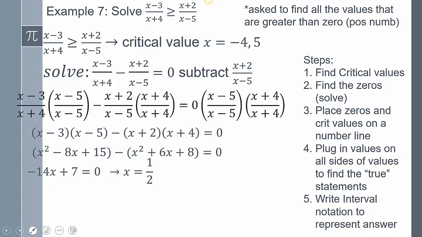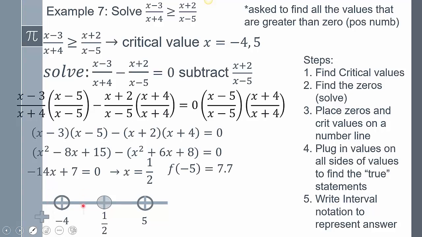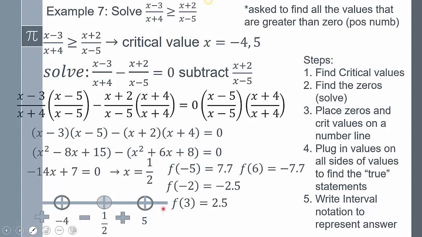So now I need to take my critical values and my zeros and put it on the number line, which is step 3. And so now I need to plug in values on all sides to find the true statements. If I plugged in a value on this side, like -5, I get a positive. If I plugged a value in between here, like -2, I get a negative. If I plugged in a value in between here, like +3, I get a positive. And then if I picked a value over here, I get a negative.